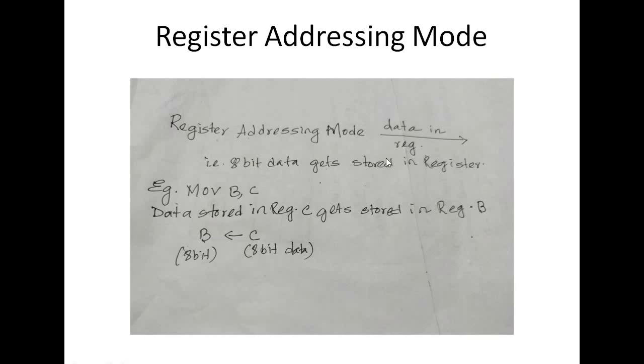How many registers do we have? We have seven 8-bit registers. So in any of the registers we can have the data. So 8-bit data gets stored in the register. That is called register addressing mode.